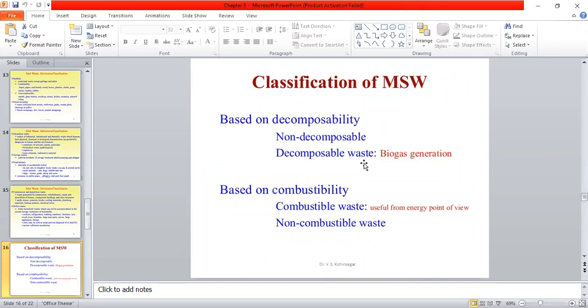Then based on combustibility, it is classified into combustible waste and non-combustible waste. Combustible waste is useful from an energy point of view. Here it is written, suppose there is simple wood that we use as firewood, that is also combustible waste. When we burn it, we get energy in the form of heat, and we can prepare our food on that heat. So that way combustible waste can be utilized. Then the non-combustible waste is also there, which will not combust, simply metals, glass, etc.